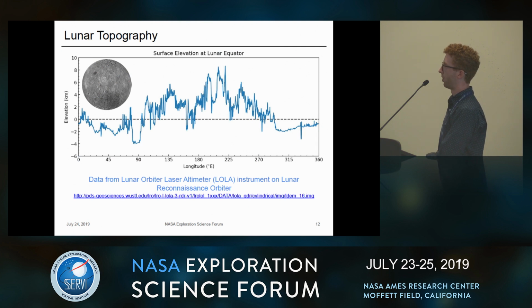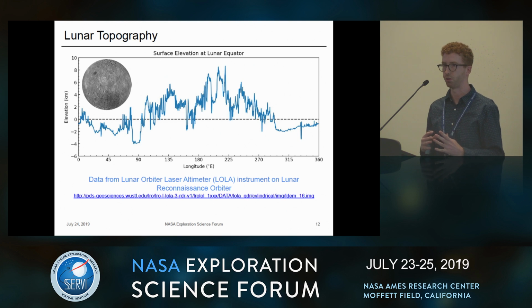So for the simulations that I've shown previously, I just used a perfect circle in the 2D simulations for the moon. However, we know that in reality, the moon has topography and craters on its surface. And so I wanted to investigate how this topography affected the amount of attenuation.